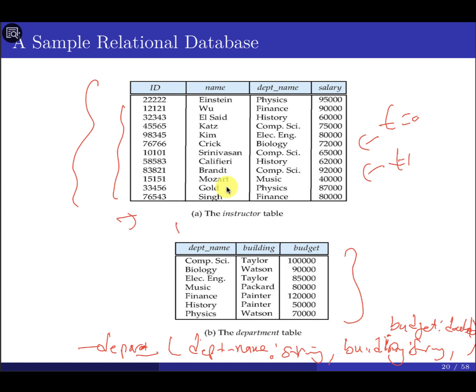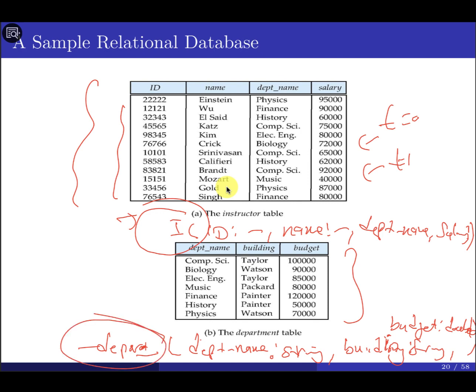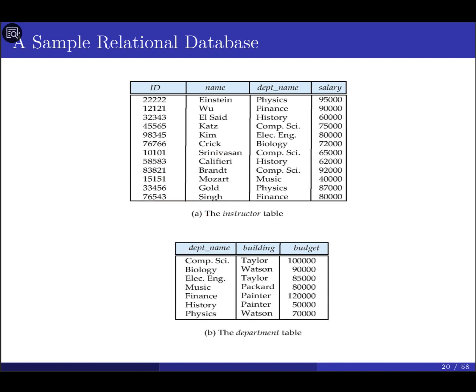And you can have the schema of the instructor with ID, a name, the type, the department name, and a salary. And what's the schema of the database, or database schema? It's going to be the schema of the instructor plus the schema of the department, or the schemas of the tables. So we know what we mean by the schema and the instance.